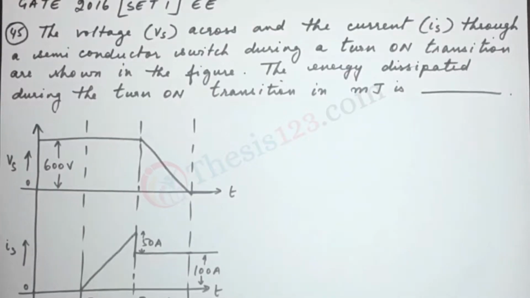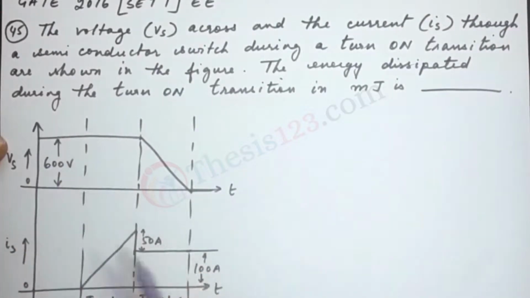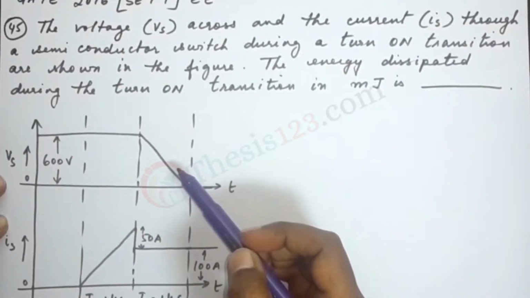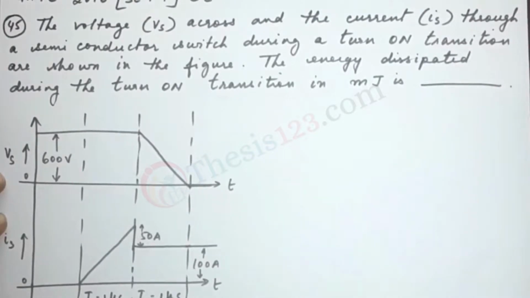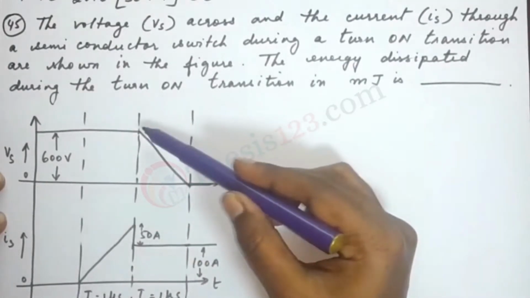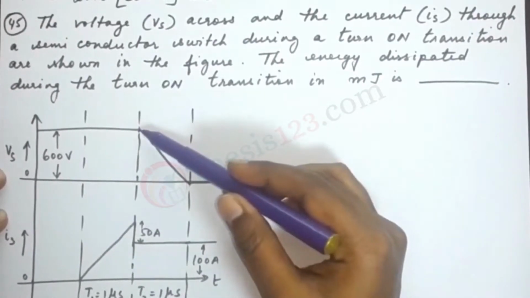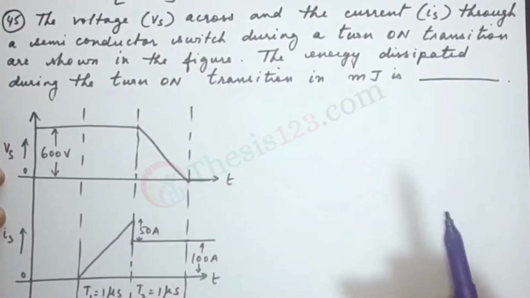Okay, so here we have been given a graph with Vs and Is for the switch. We notice here that during the turn-on transition, between T1 and T2, there is a change in both voltage and current, and it is a linear change. The voltage linearly decreases while the current linearly increases.